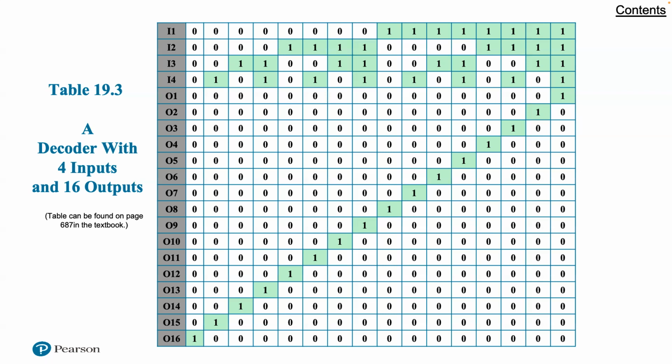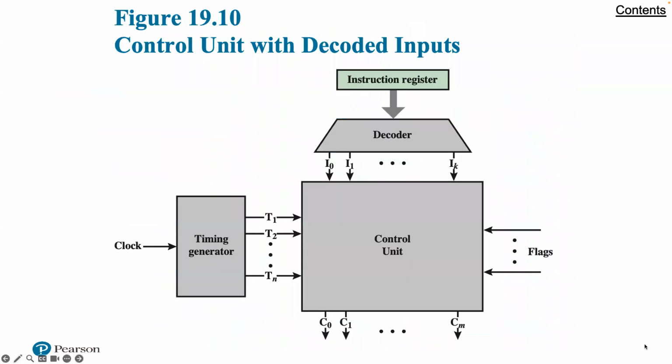In general, a decoder will have n binary inputs and 2^n binary outputs. Each of the 2^n different input patterns will activate a single unique output. Table 19.3 is an example for n equals 4. The decoder for a control unit will typically have to be more complex than that to account for variable length opcodes. An example of the digital logic used to implement a decoder is presented in chapter 12. So if you were interested, you could go back there and review that.